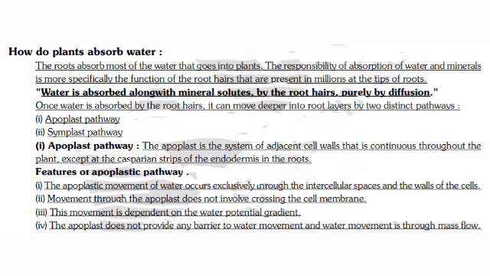Features of apoplast pathway. The apoplastic movement of water occurs exclusively through the intercellular spaces and the walls of the cells. Movement through the apoplast does not involve crossing the cell membrane. This movement is dependent on water potential gradient. The apoplast does not provide any barrier to water movement, and water movement is through mass flow.